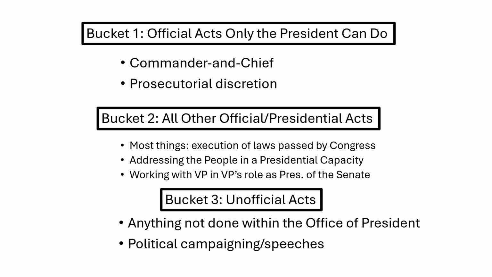Then in bucket three, we have unofficial acts, so anything not done within the office of president. Interestingly enough, the court specifically identifies that when the president is acting as a political candidate, when he's campaigning, when he's giving a speech, and I'm using he because it's Trump at issue, but when Trump is campaigning, when he's speaking, or when he was acting as the president of the Republican Party, just because he was also holding the office of president at the same time doesn't mean those were official acts. So anything he did as head of the Republican Party or anything he did as a political candidate would be in bucket three.